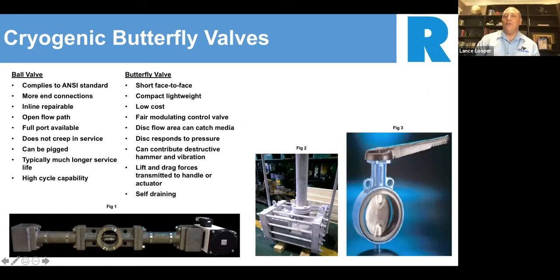Moving on to cryogenic butterfly valves, we don't see these very often on our side of the business. I say that coming from what you guys do. These are usually on our air separation plants. We do a lot of cryogenic butterfly valves. They're short face-to-face, very easy to install, very compact, and lightweight. A lot of times they're even really inexpensive valves, to be honest with you. But it is what it is.